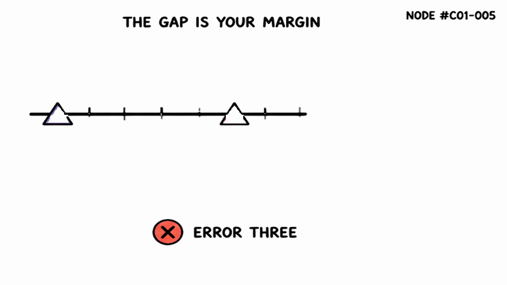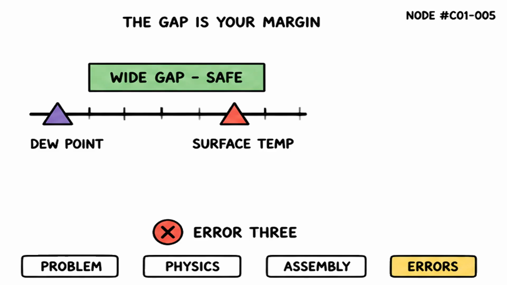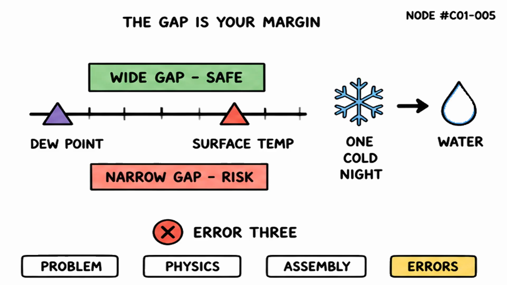Error 3. Ignoring the gap between dew point and surface temperature. Condensation risk is the distance between those two numbers. A wide gap is safe. A narrow gap is one cold night away from water.